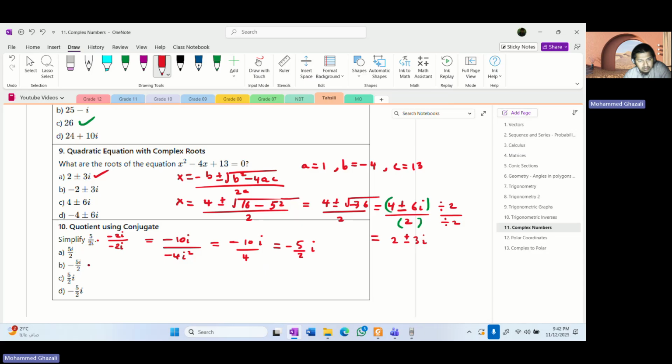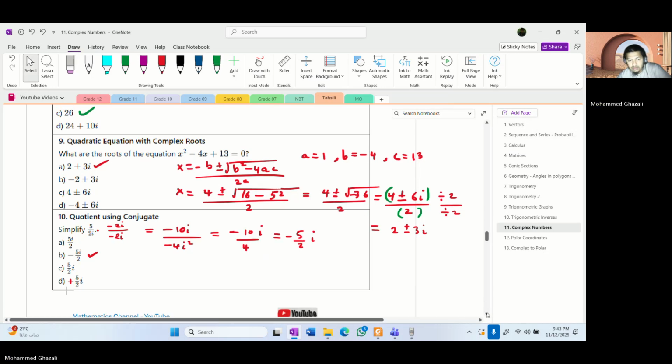-5/2 i. Or -5i/2. Same thing. The i can go on top. You can't put the i in the denominator, of course. There are lots of answers with -5/2 i. So it's both these two options. Because that's also a negative, that's also a negative. So both these answers are the same. So this should have been a positive there. So let's just select B in this case, right? Next one.